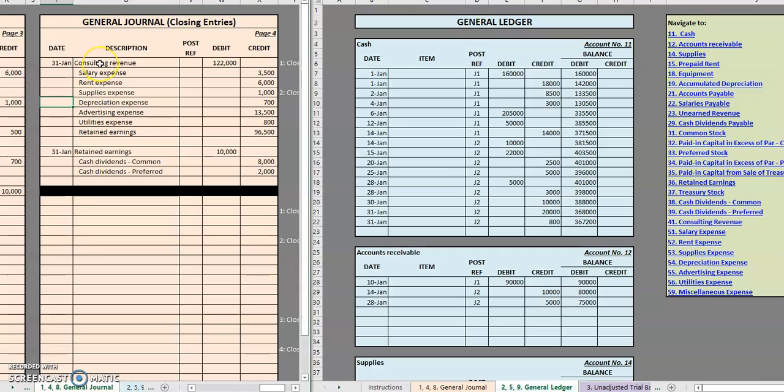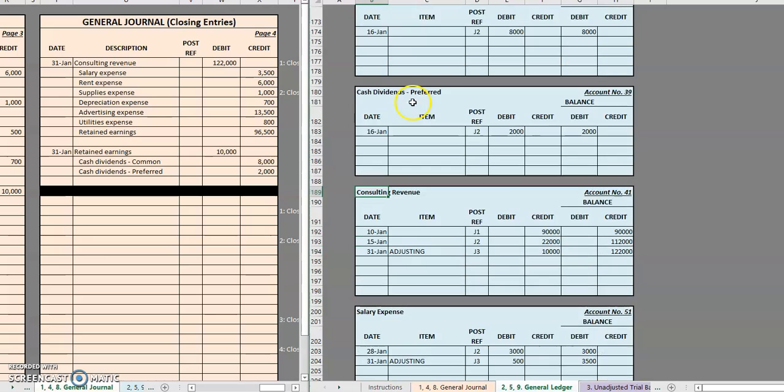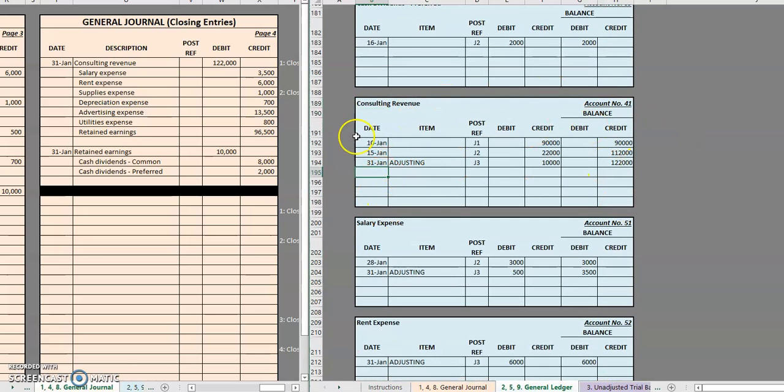Just like we did for our regular journal entries and for adjusting entries, we are going to be focusing on one line item at a time. So let's start with our consulting revenue. Consulting revenue we should be seeing down here. Good. Now when you are posting any closing entries to the ledger, same thing as usual, you start with the date that the journal entry appeared on, and then your item note is going to be closing. This one in particular happened on the 4th page of the journal, so I'm going to write J4, and then whatever we did in our entry is what we're going to show here.